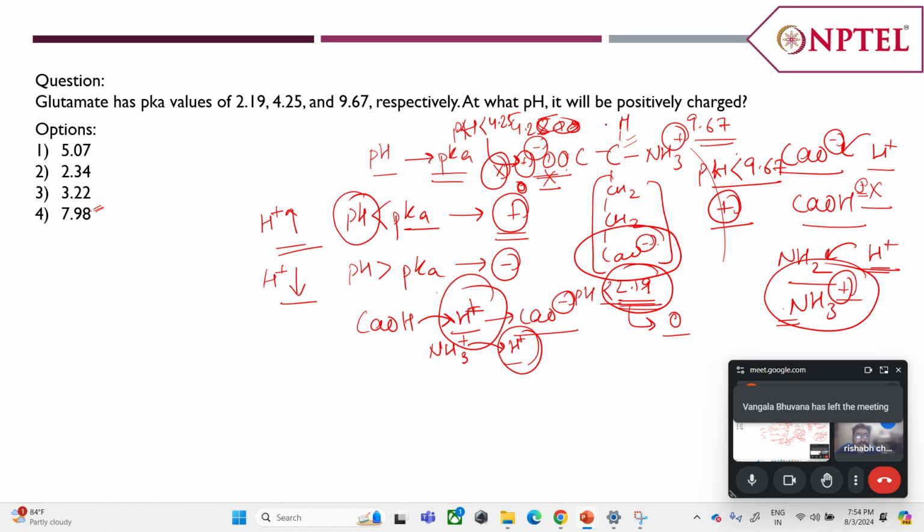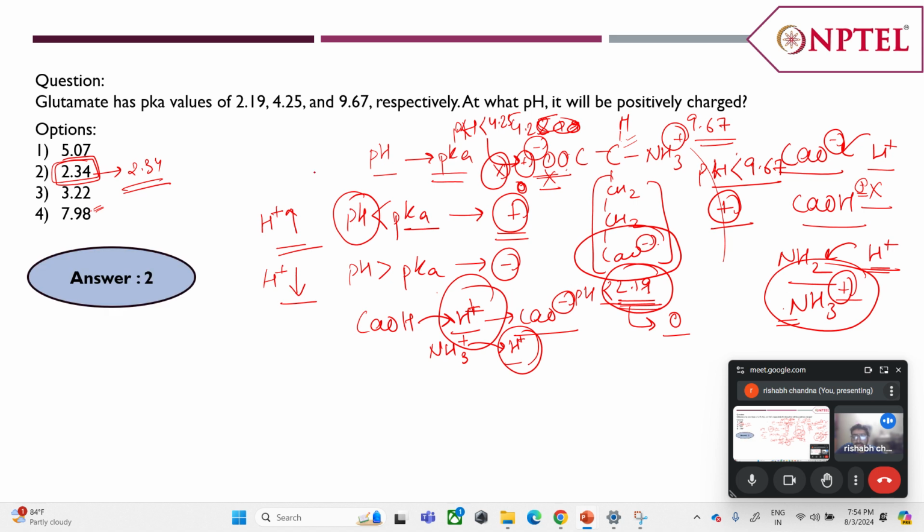Okay, so no option is there, but this would be nearly this pH. This would be less than 2.34 rather. Yeah, so this pH would be less than 2.19. That would provide a positive charge on the glutamic acid. So yeah, the options are not right in this case, but it would be less than 2.19. If this option would be 2, then that would be the correct option.